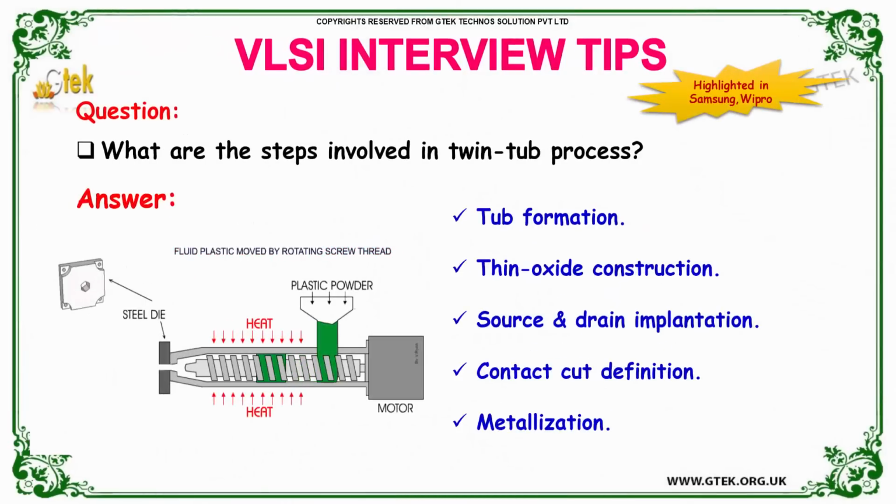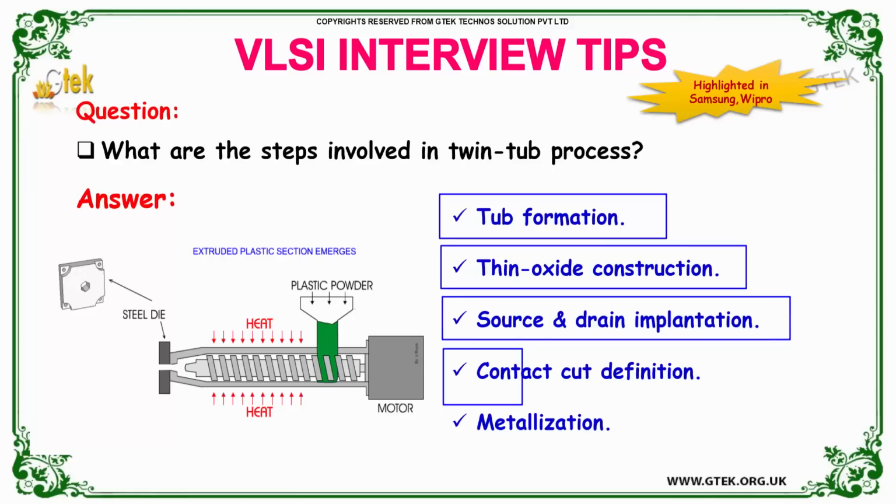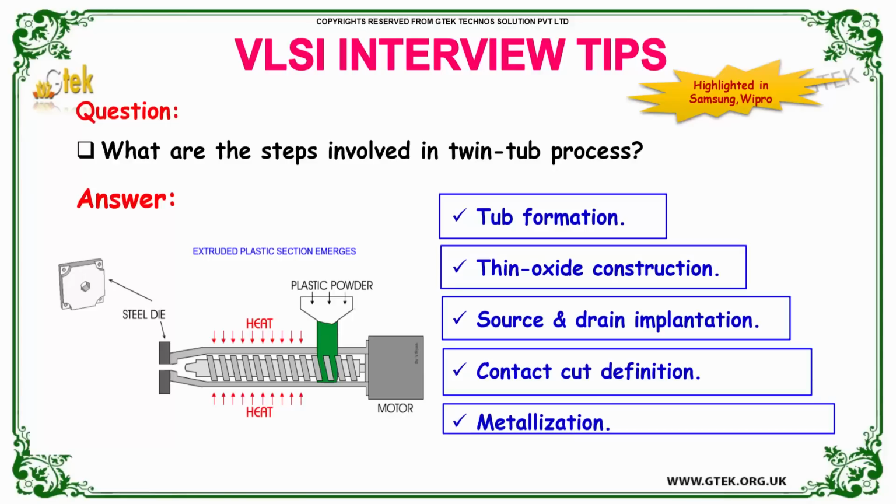Here we have the next question. What are the steps involved in twin tub process? The steps involved in the twin tub process are as follows. The first step is tub formation. The second step is thin oxide construction. The third step is source and drain implantation, and the fourth step is contact cut division, and the final one is metallization. So these are the steps that are involved in the twin tub process.